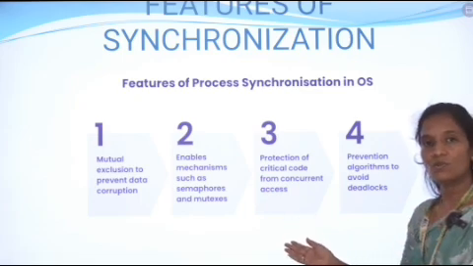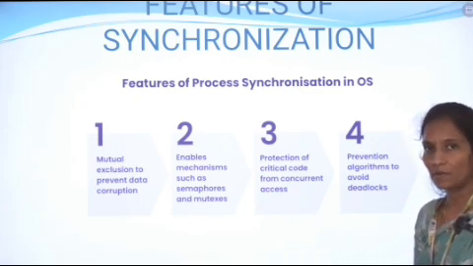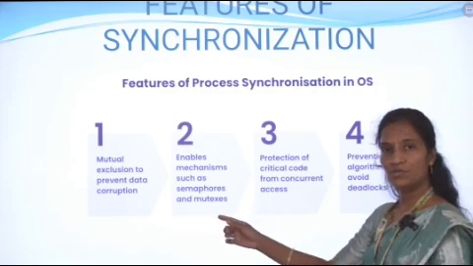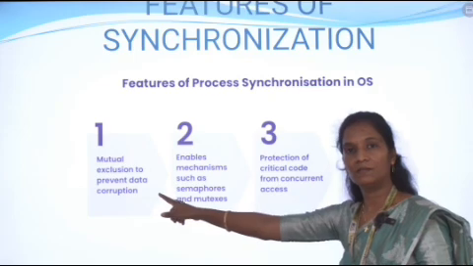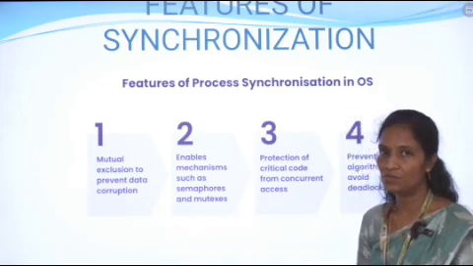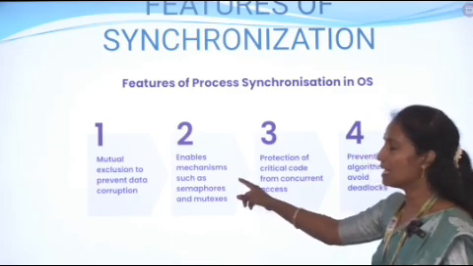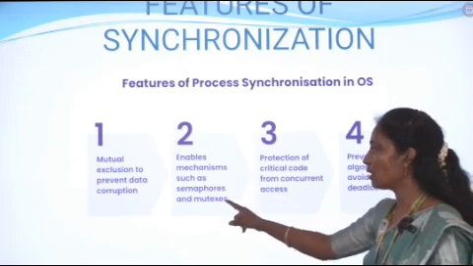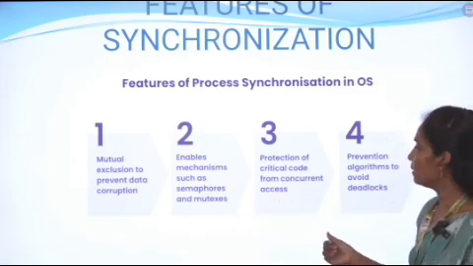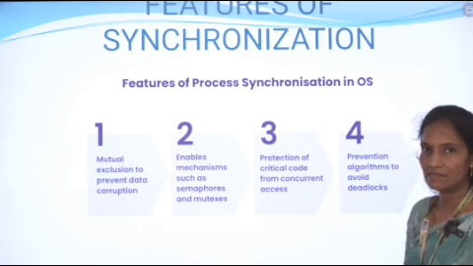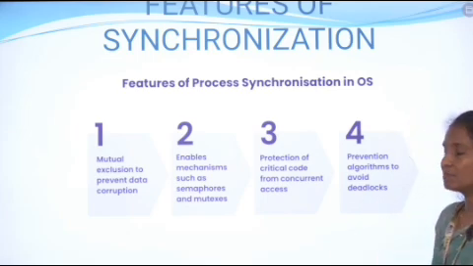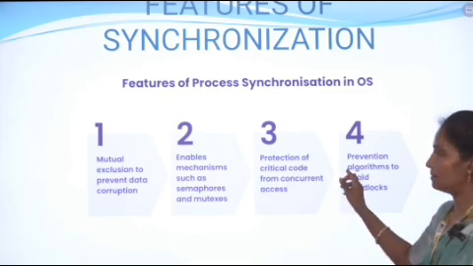Next comes the features of synchronization in operating system. The first feature is mutual exclusion, which is used to prevent data corruption. So to prevent data corruption, the mutual exclusion mechanism is used. Second feature is that it enables mechanisms such as semaphores and mutexes. Third one, protection of critical code from concurrent accesses. And the fourth feature is that it uses certain prevention algorithms to avoid deadlocks.